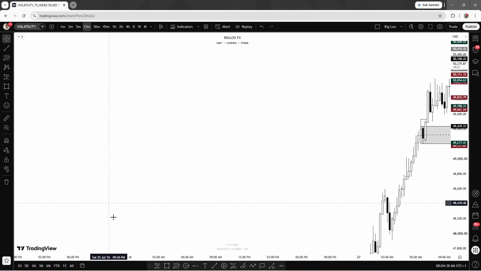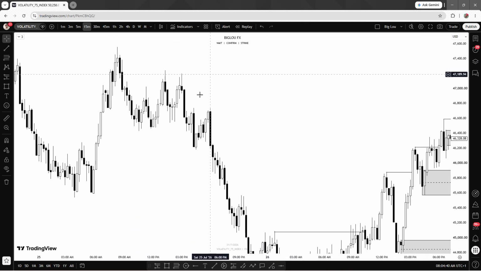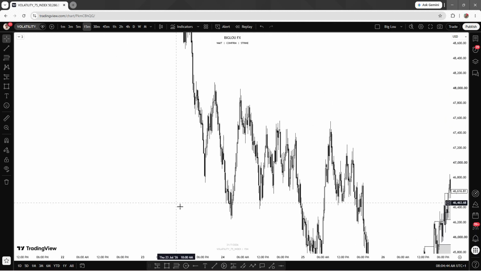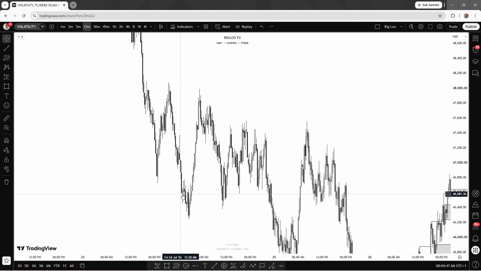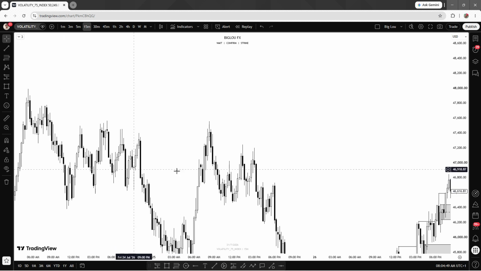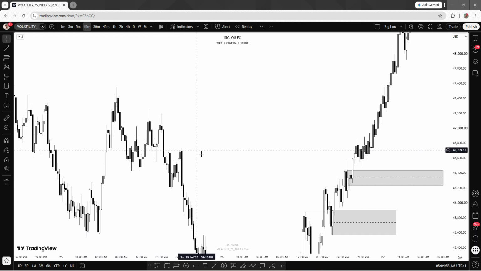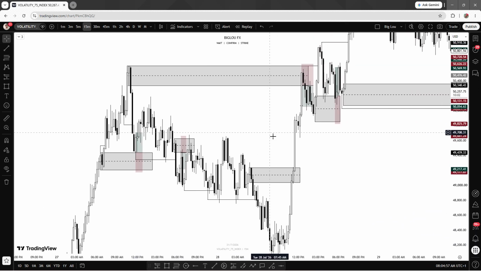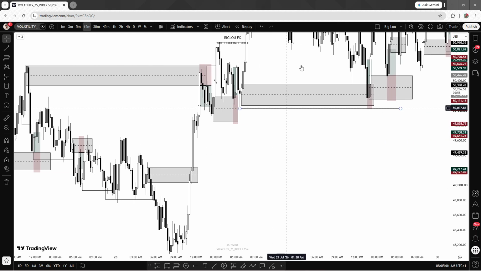We can go as far back as whenever and mark this, and you will see that this is just how this thing works. We'll start marking all of this, and you see that this is just how it works. All right. You are going to lose trades. You are going to miss trades, but above all, you are going to win trades.